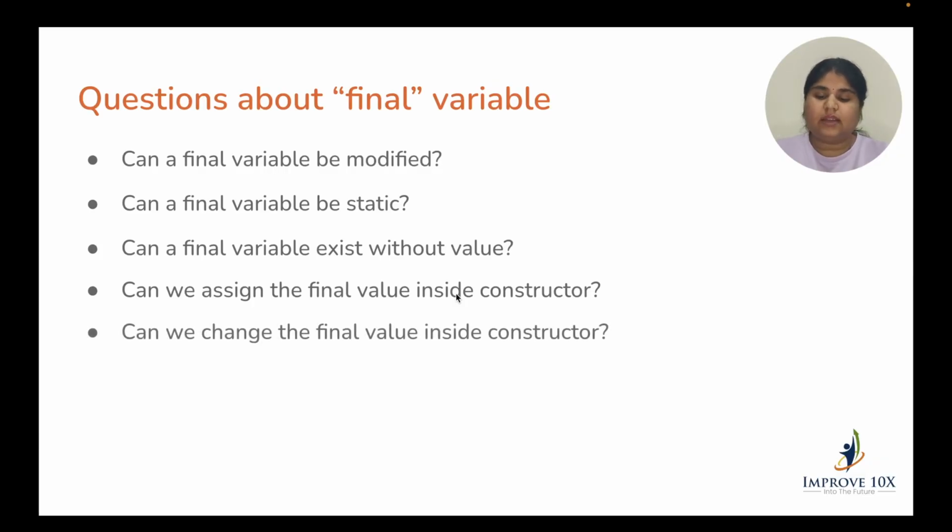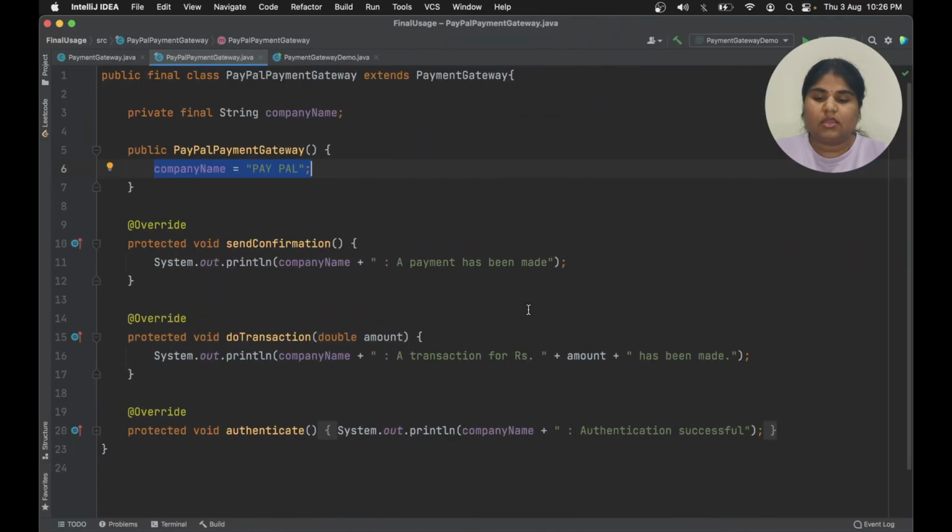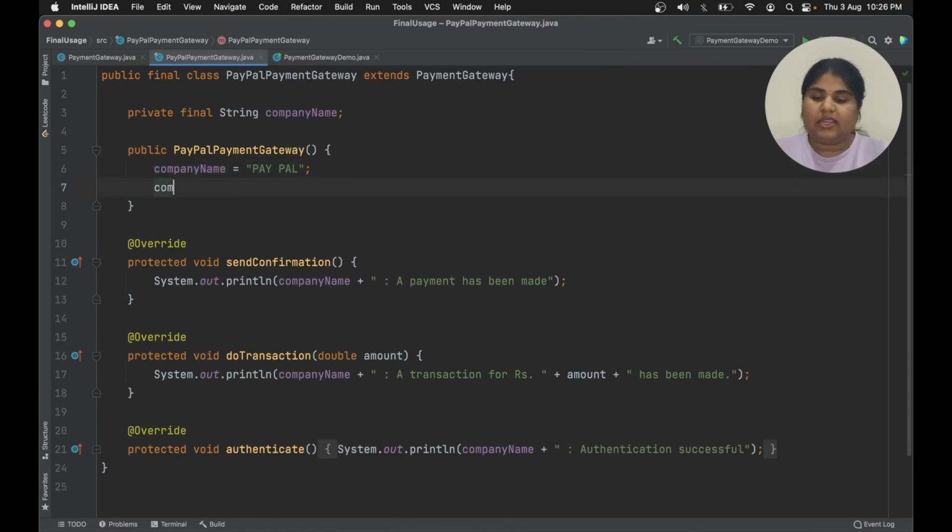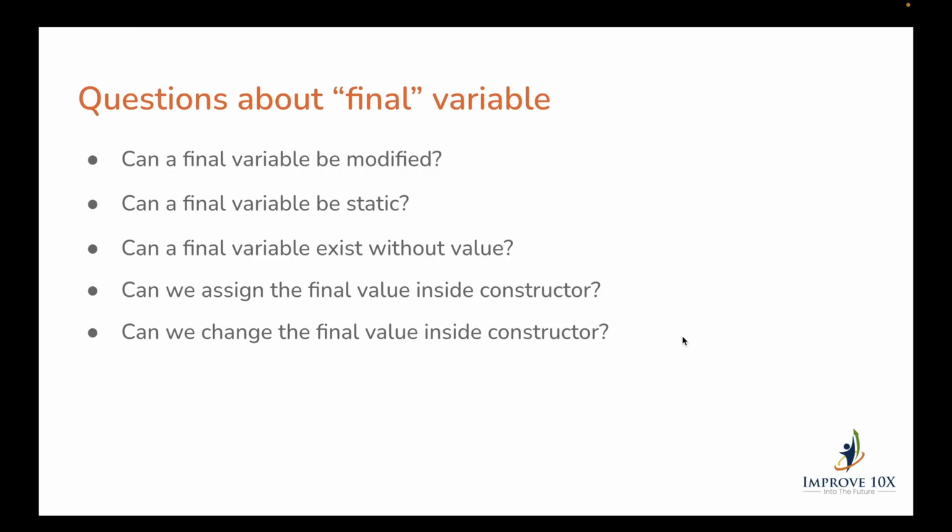Next, can we change the final value inside the constructor? That means once a value is assigned to this final variable, again we are reassigning some other value. Once the value for the final variable is given in the constructor, we cannot change the value even though it is inside the constructor. Let's see the next question.